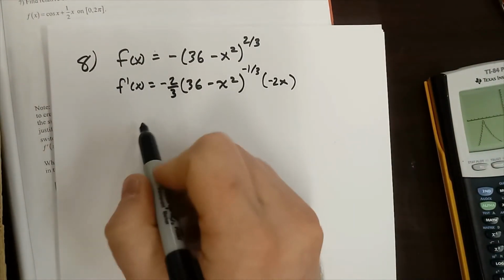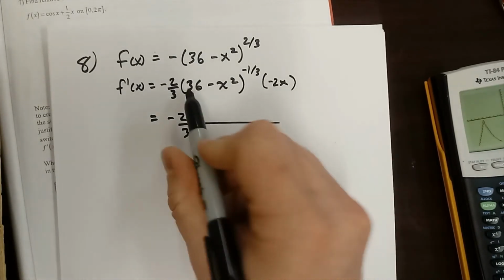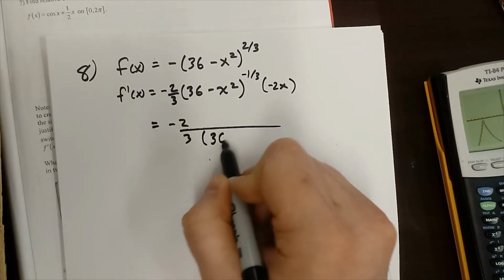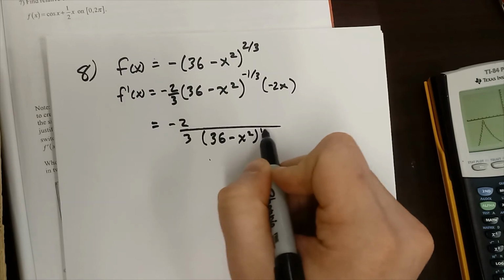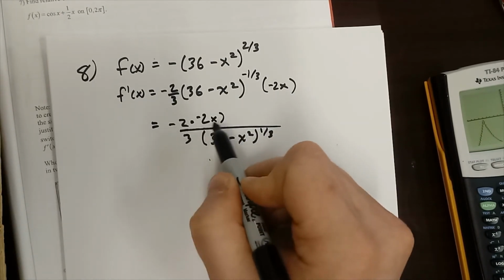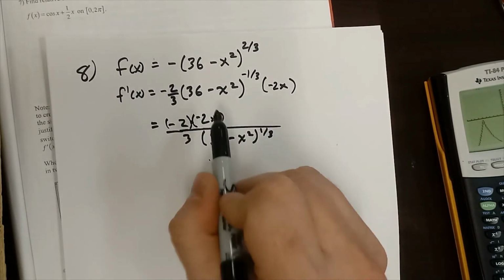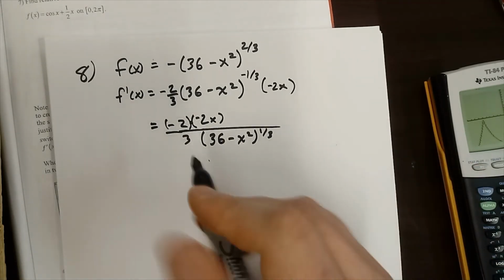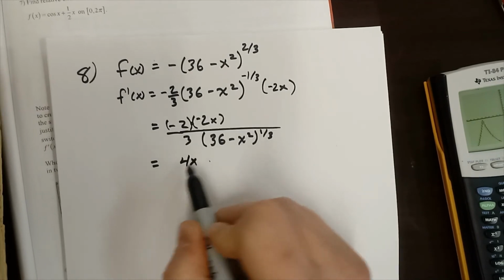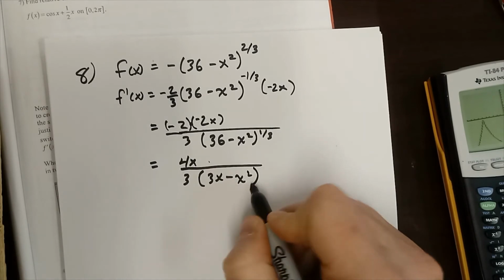Cool. So with this derivative, I've got a negative 2 and I've got a 3. And I can bring this 36 minus x squared to the negative 1/3 down to the bottom and say it's 36 minus x squared to the regular 1/3. And this negative 2x, I can say times negative 2x. And when I said it was a typo, what happened was I dropped the x when I wrote this step, and it messes everything up. So doing that, the negative 2 times the negative 2x, we get 4x on top, and then we get 3 times 36 minus x squared to the 1/3.